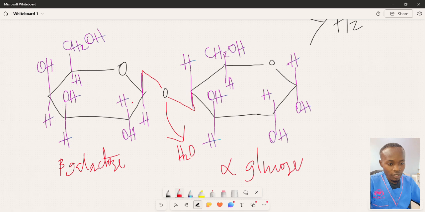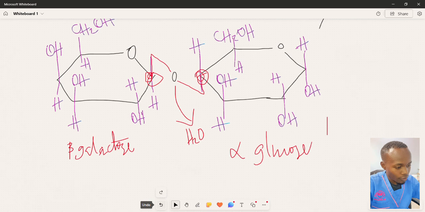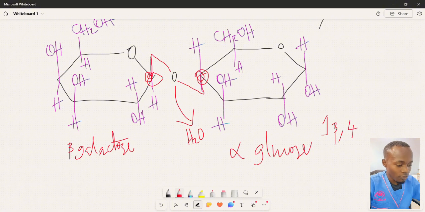Because in galactose, this is the anomeric carbon, and it's combining with carbon number 4 of the alpha glucose. So we are going to have a 1 beta, 4 alpha glycosidic bond.